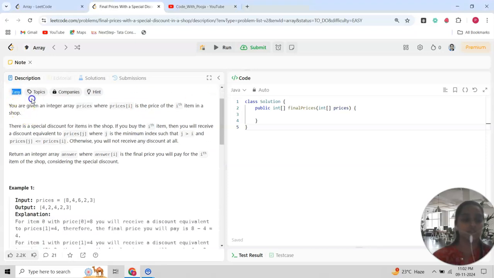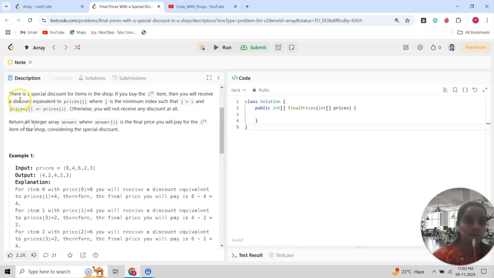It's an easy level question. You are given an integer array prices, where prices[i] is the price of the ith item in the shop. So here an integer array named prices is given, and each element at a particular index gives the price of the ith item in the shop.